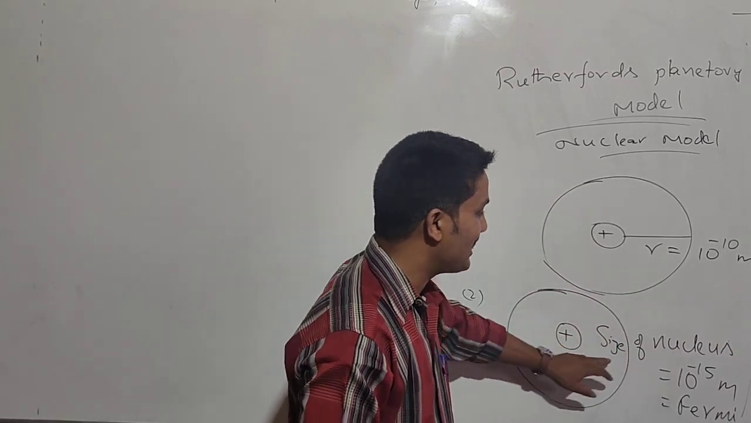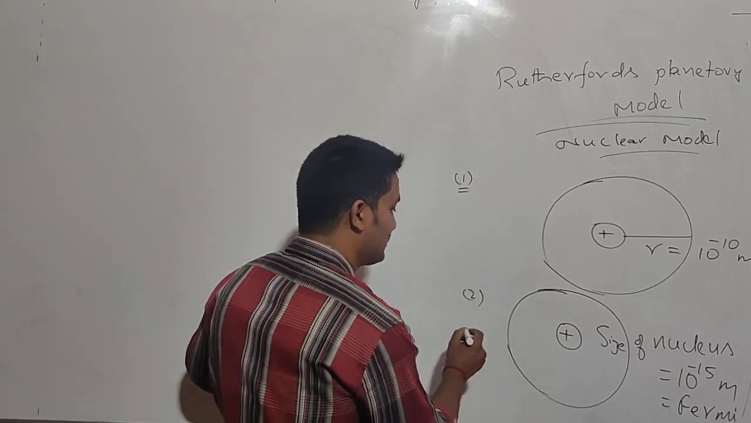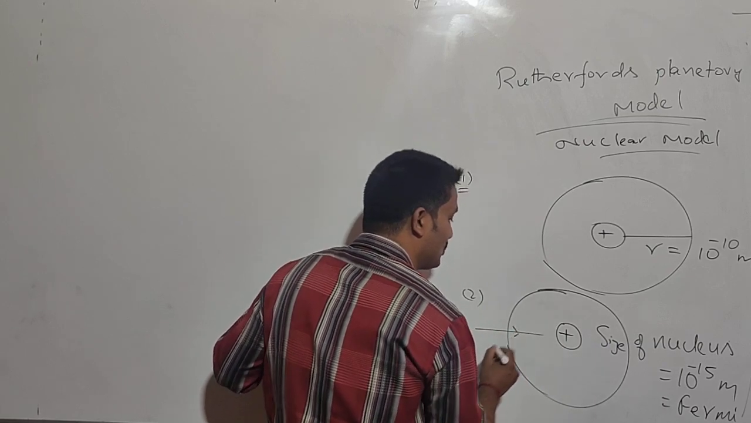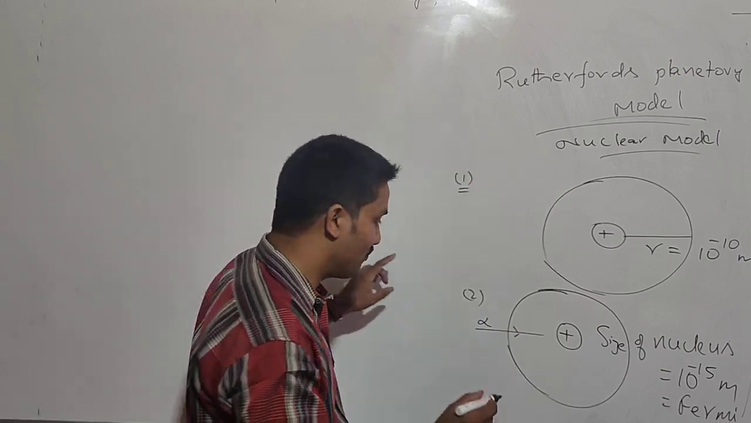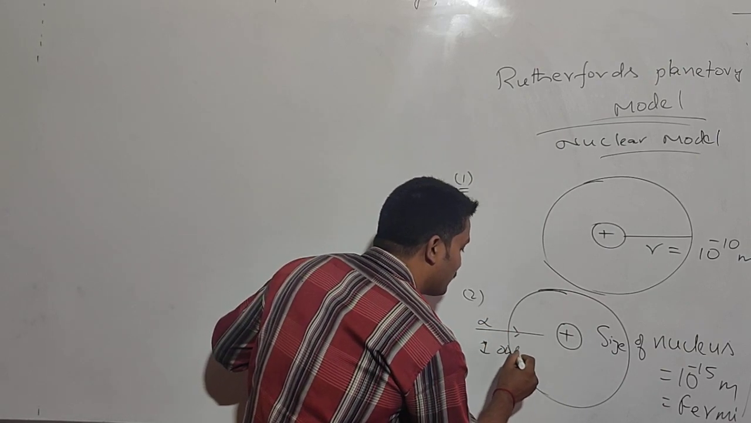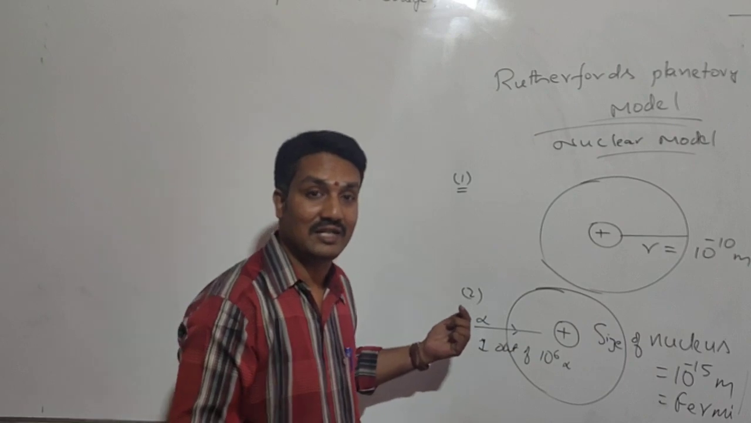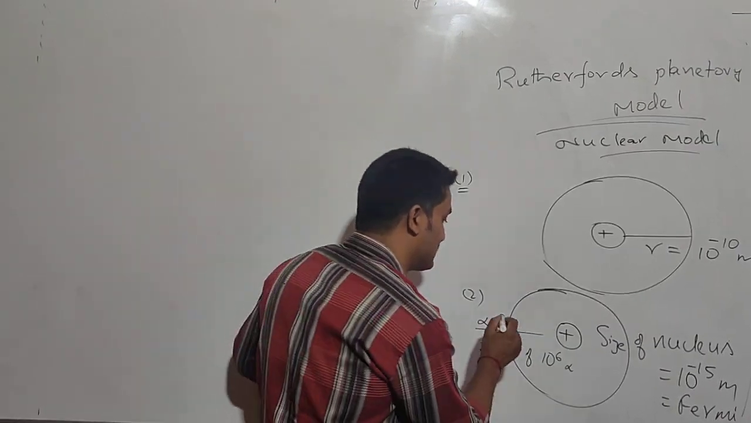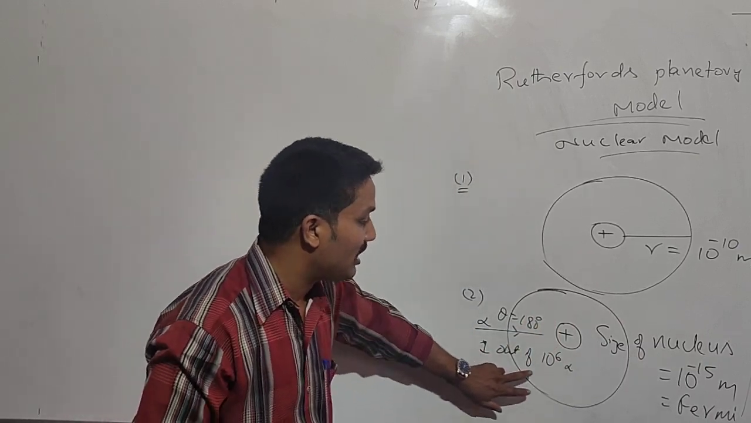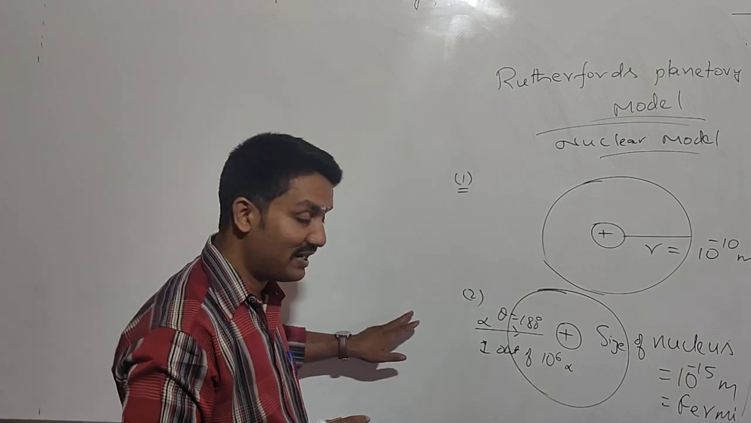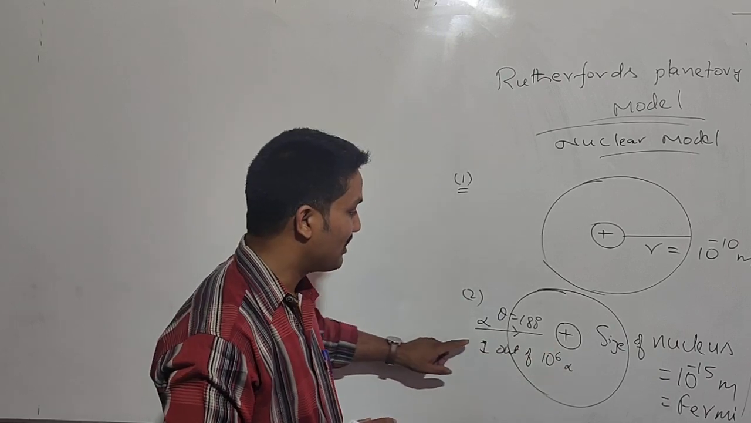Why was the size of the nucleus decided as 10 power minus 15 meters? Whenever there is a head-on collision, only one alpha particle out of 10 power 6 alpha particles gets deviated, and the scattering angle is 180 degrees. That means only out of 10 power 6 atoms, one atom directly gets a head-on collision with the positive nucleus.